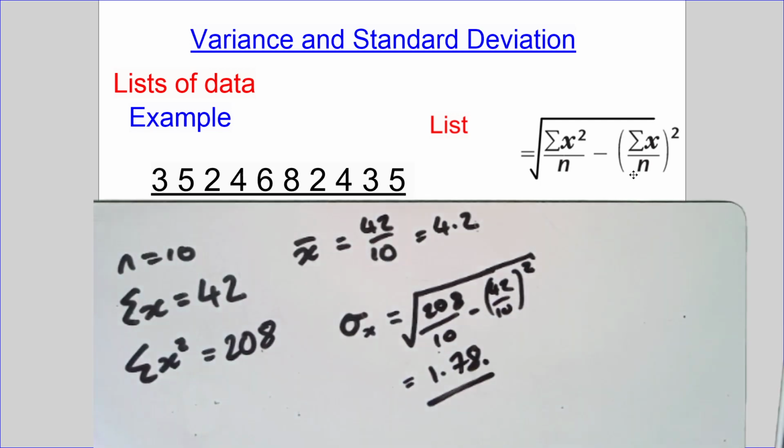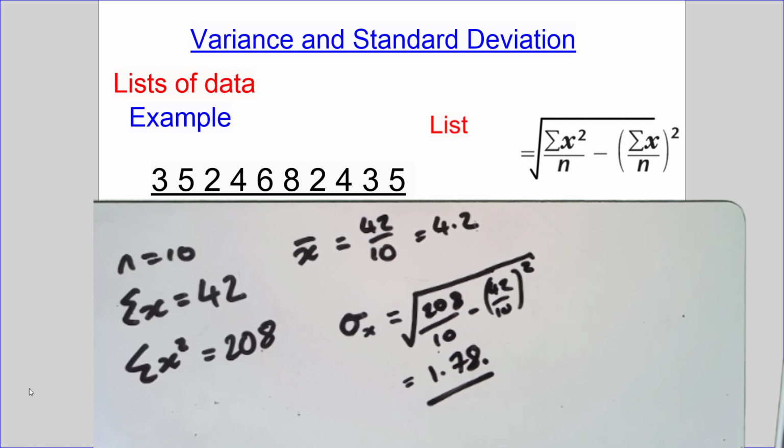So this gives us an idea that it's acceptable to be about 1.78 away from the mean. Some people will be a little bit more than that, some people a little bit less than that. Some of them might even be, like the 4s, pretty much on the mean. But this gives us an idea about the spread in our data set.